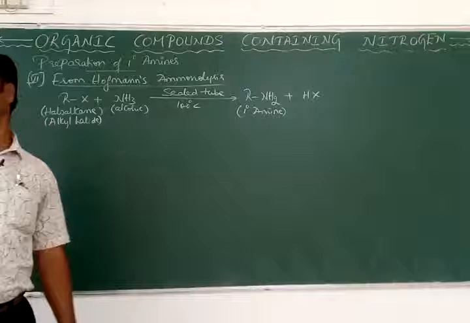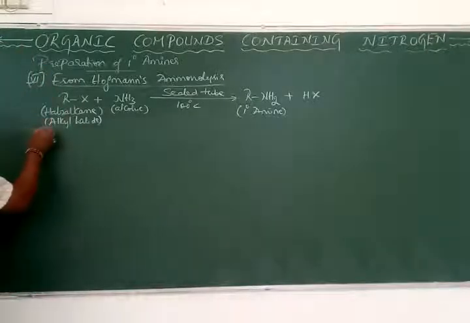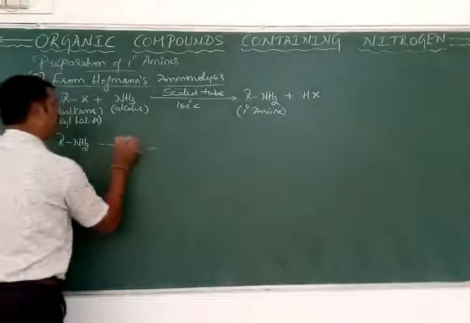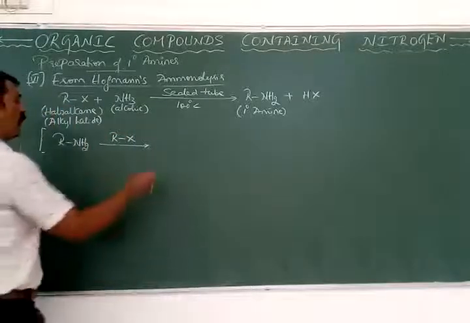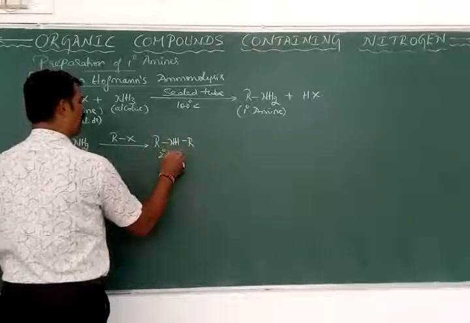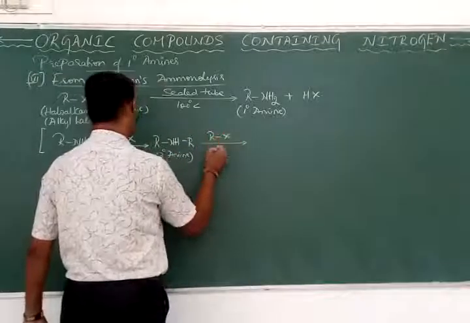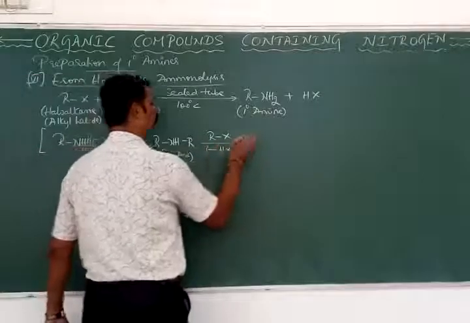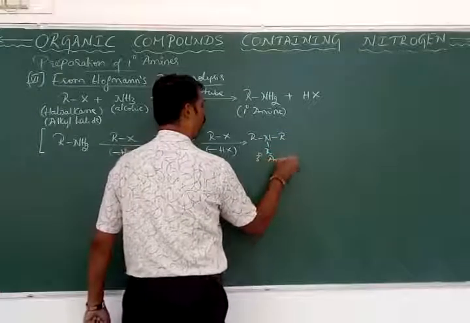So here, this method is not suitable for the preparation of the primary amines. Why? Because as we have discussed, the primary amine that has been formed further reacts with the excess of RX to form RNHR, that is called a secondary amine. This further reacts with another molecule of RX, minus HX, to form R3N. This is called a tertiary amine.